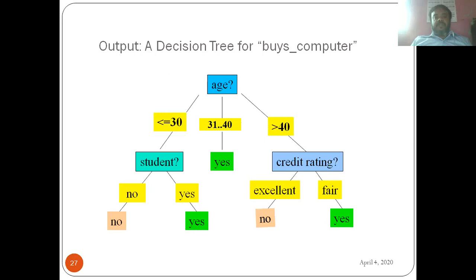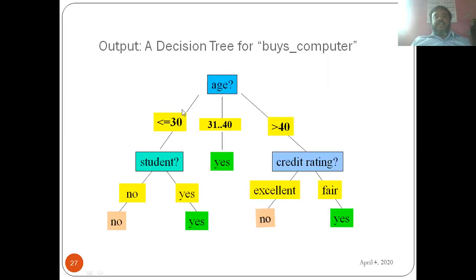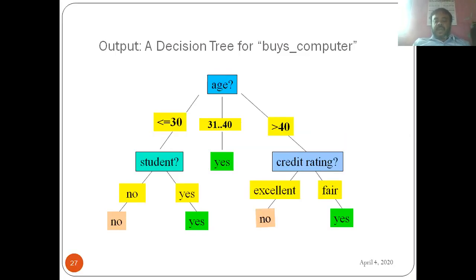You see, that is basically the manual decision tree we have computed based upon the previous page table. Like, if age is less than 30 and if he is a student, in that case, definitely he will try to purchase the computer. Else, if his age is 31 to 40, then also he might purchase the computer. And if his age is greater than 40, its credit rating is good. In that case, you must go for purchasing a computer. The same concept we are now trying to implement through WEKA.